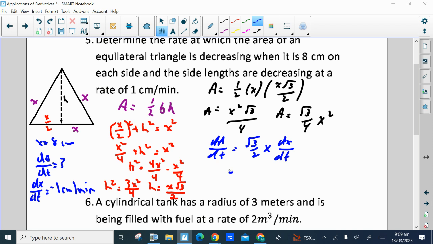Okay, so dA by dt is what we're looking for. It'll be root 3 over 2 times 8 centimeters times dx by dt, which is negative 1 centimeters per minute. So 8 divided by 2 is 4. So it'll be 4 root 3 times negative 1, which is negative 4 root 3. And you're multiplying centimeters by centimeters, so it'll be centimeters squared per minute. So there's the rate of change of area with respect to time at the moment when x is 8.